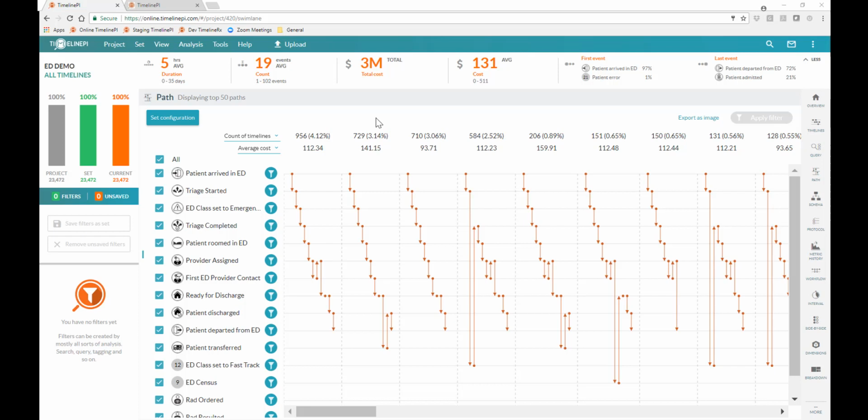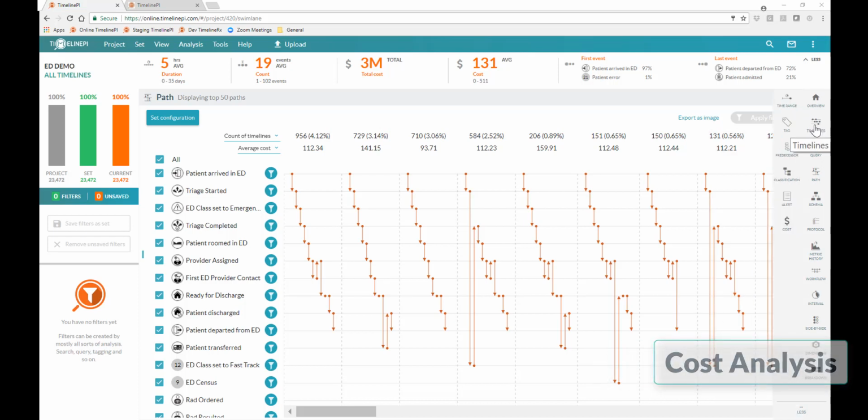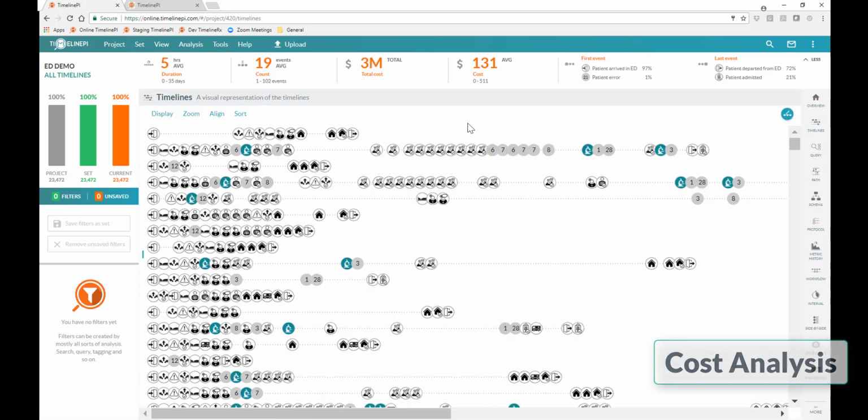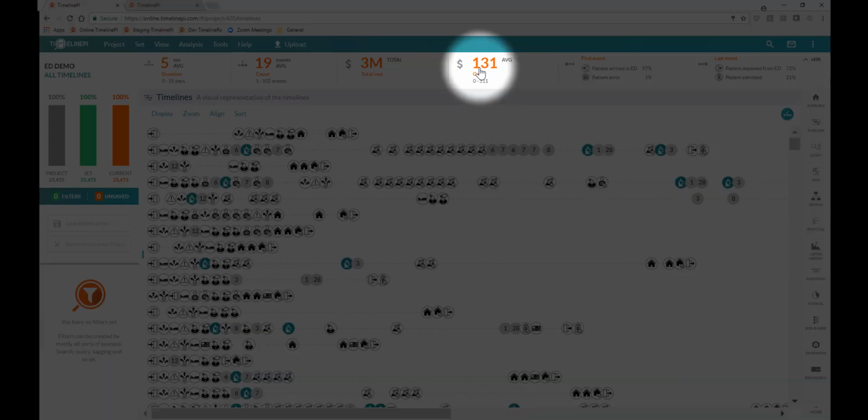Now, another form of analysis that we can take advantage of, having this cost information, is the ability to filter and scope our timelines by how much they cost. So let's take a look at that. We'll go into our timelines view, and what I'll do is click on this average cost metric.